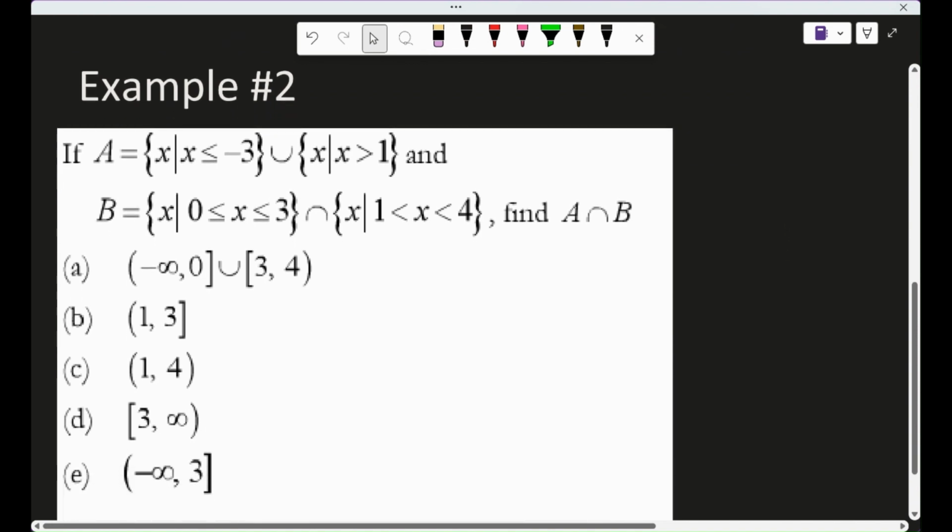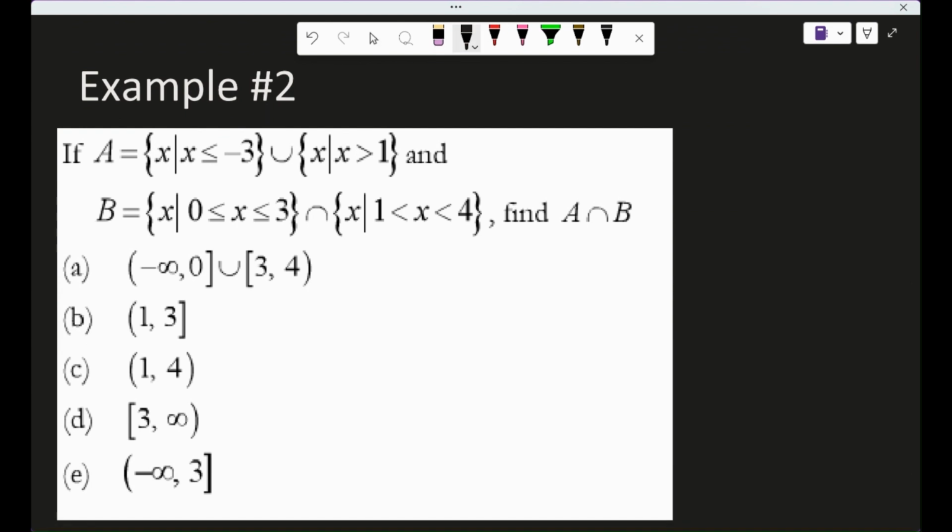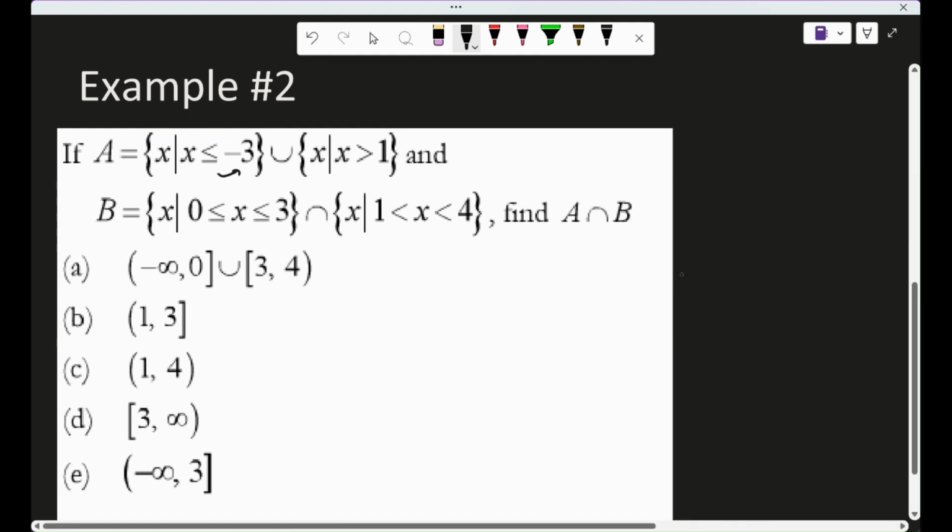For example number 2, we have A. So this is A. Let's try to write A in terms of intervals. Let's just try to write it very well here. It says X such that X is less than or equal to minus 3, and the union of X such that X is greater than 1. So what this is saying, this is simply A.